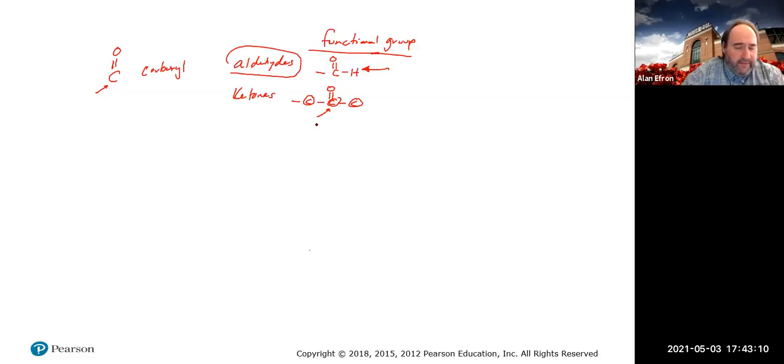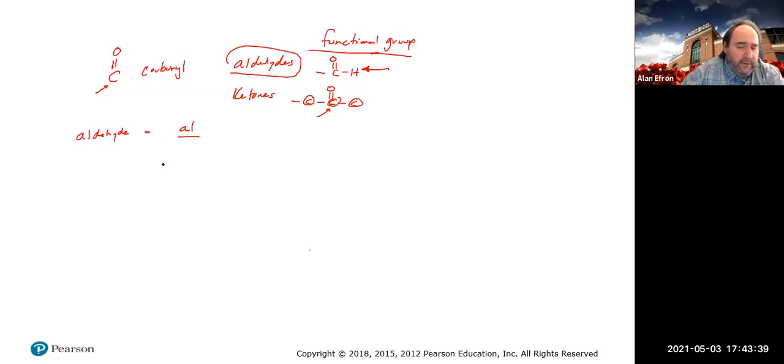Where we left off was going into how to properly name aldehydes. Our aldehyde groups are named by basically putting an -al at the end. So we drop the E off of the name and we add the -al.